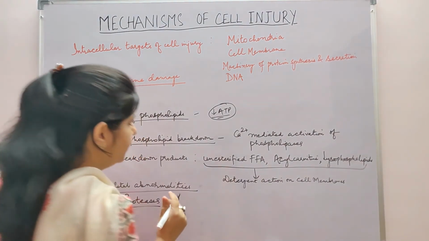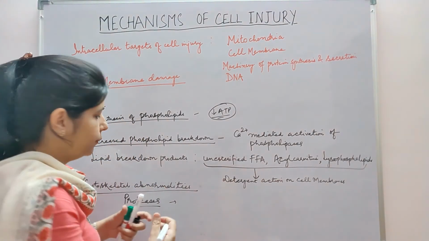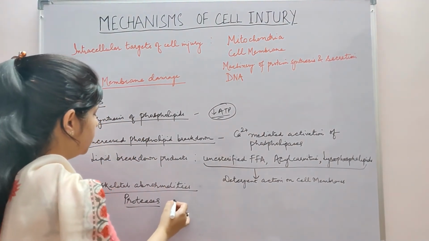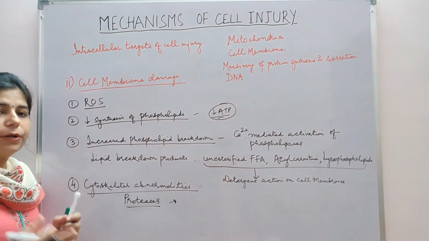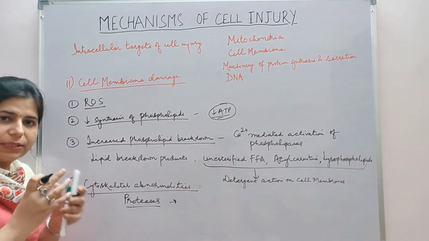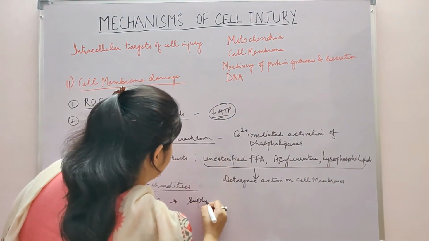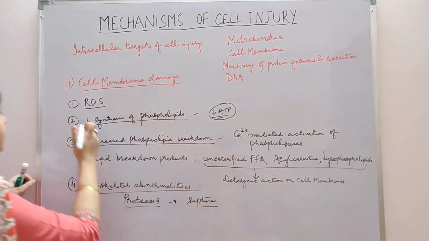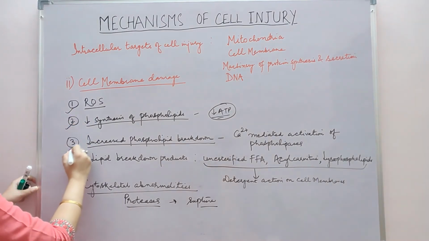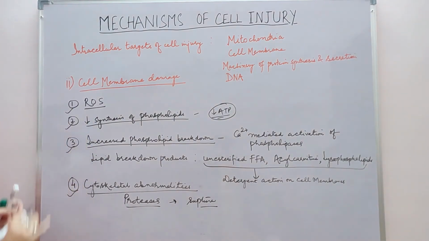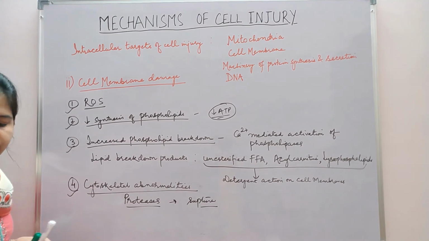So the cytoskeletal filaments get broken down, and if there is already cellular swelling, this will lead to rupture of the cell. So these are the 4 biochemical mechanisms by which cell membrane damage occurs.